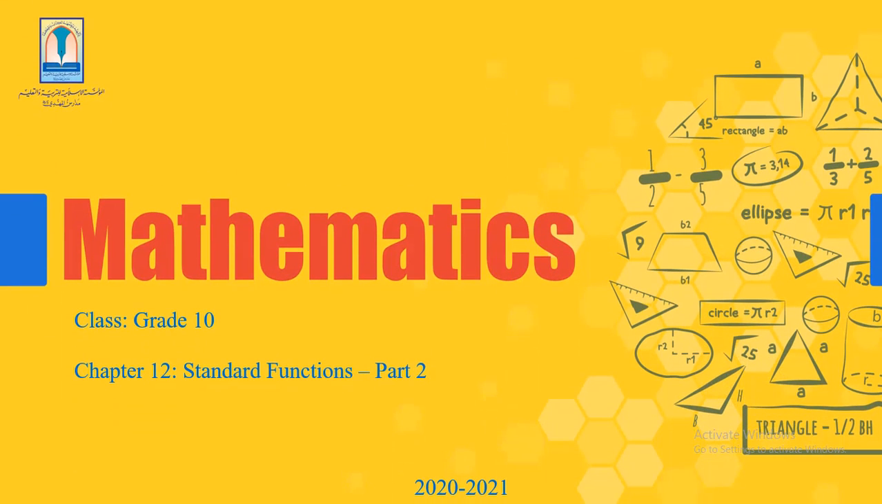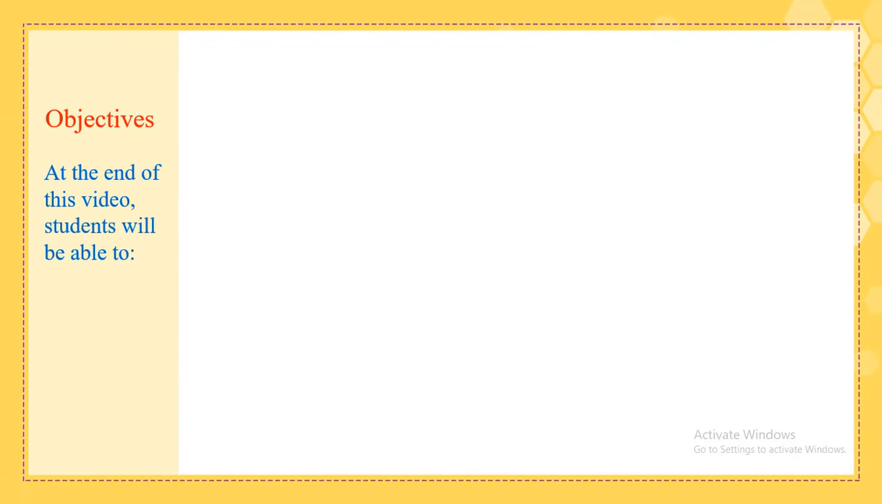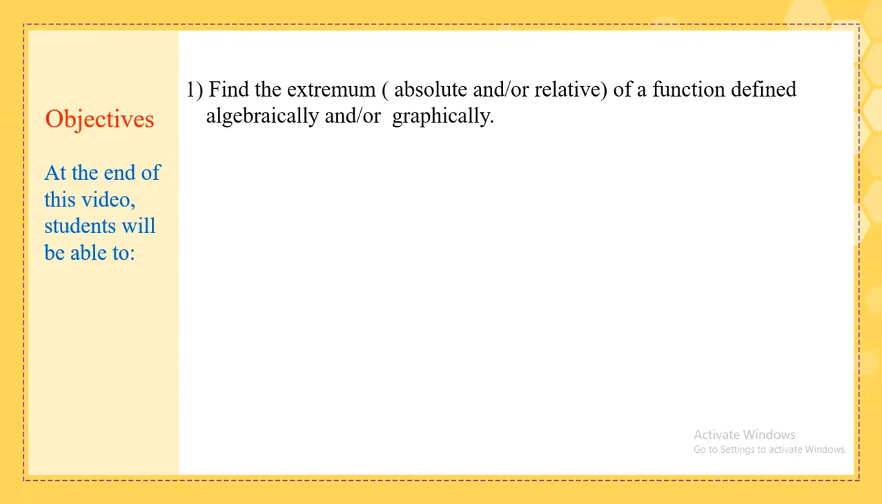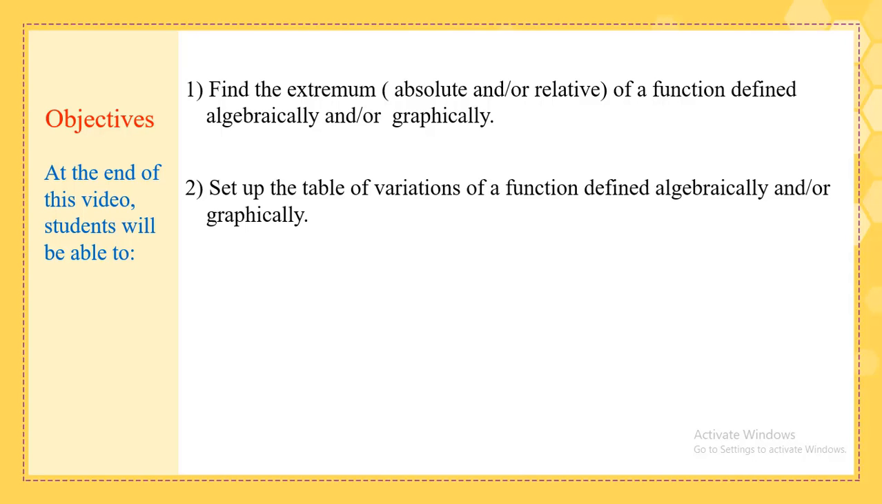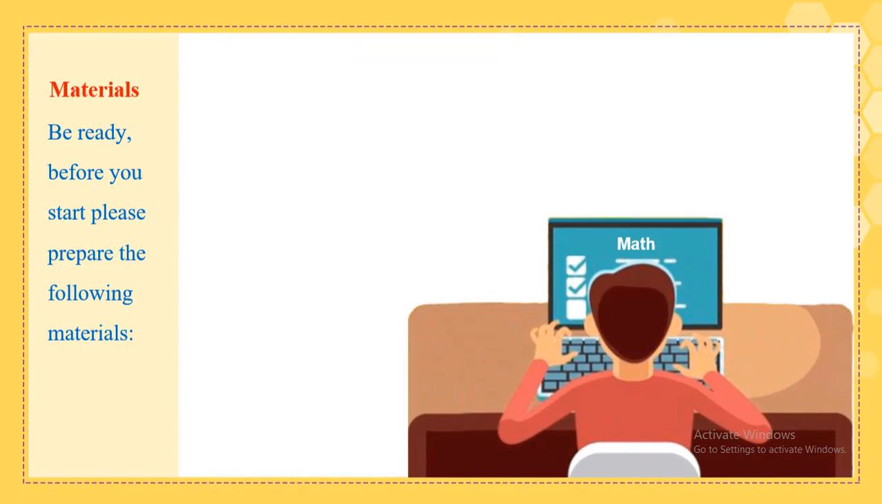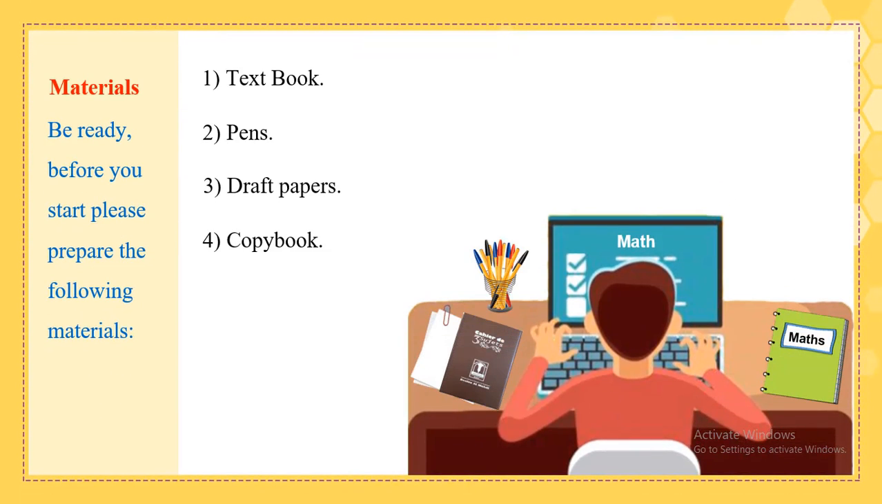The second part of our Chapter 12 Standard Functions. The objectives of this session are: find the extremum, absolute or relative, of a function defined algebraically or graphically, and set up the table of variations of a function defined algebraically or graphically. Please prepare the following materials and let's start.